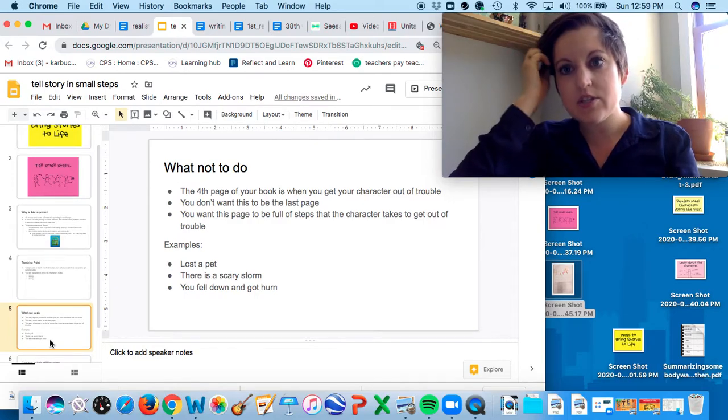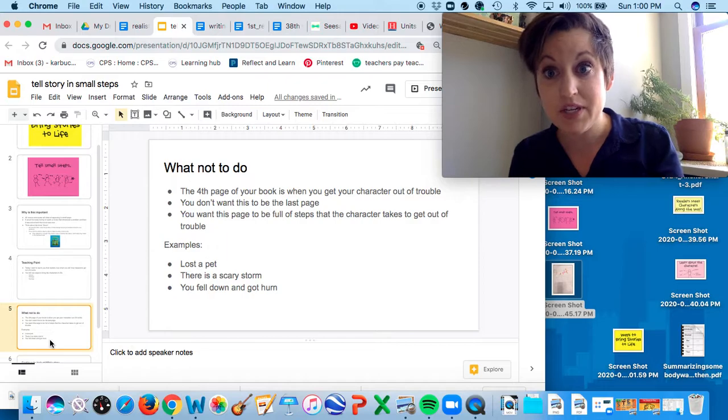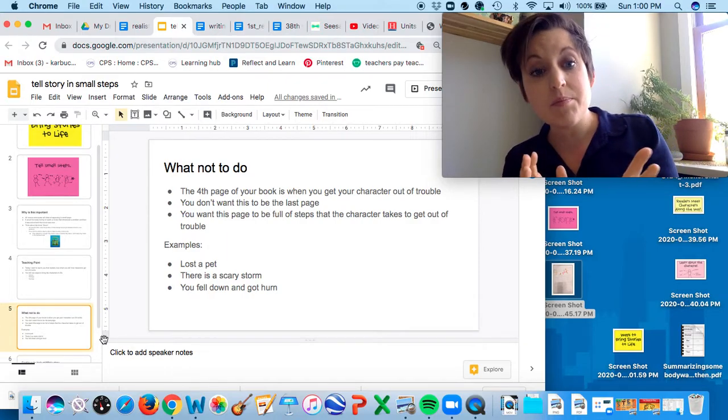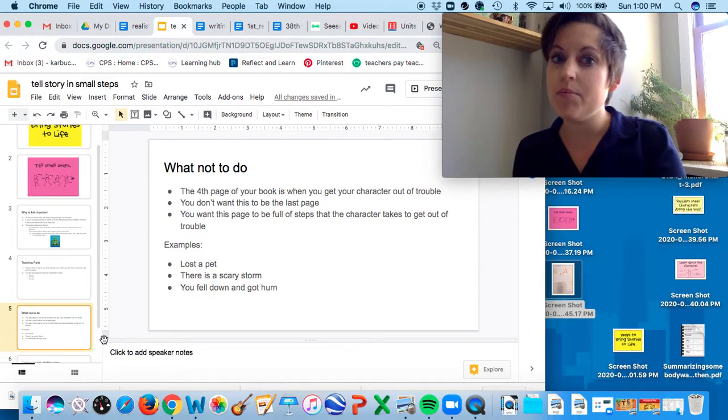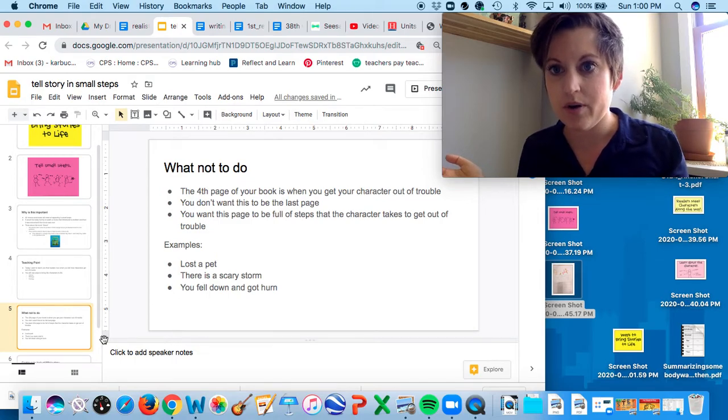And I want this page to be full of steps that the character takes to get out of trouble, just like with Kevin Henkes and Owen. And so, for example, if your book had a problem of losing a pet, you're not just going to magically find the pet and that's how we get our character out of the problem or out of trouble.